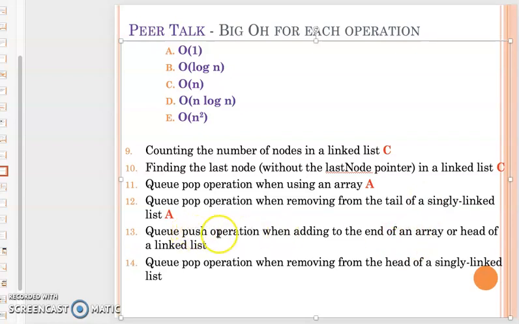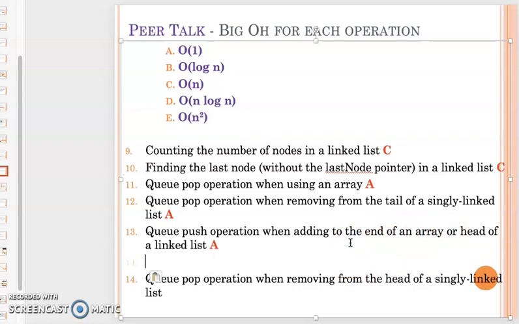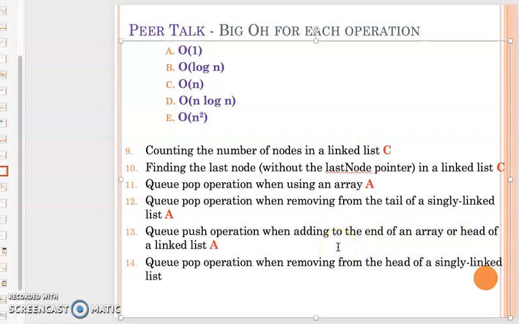How about the queue push operation, when adding at the end of the array and the head? Because we have the first pointer and the next pointer, runtime is 1. This one you need to be careful about. They say queue push operation, so you push to the end. But if they ask about the queue pop operation, you still remove from the head pointer of the linked list. The same thing, because we have the head node and the tail node, so it is still 1.